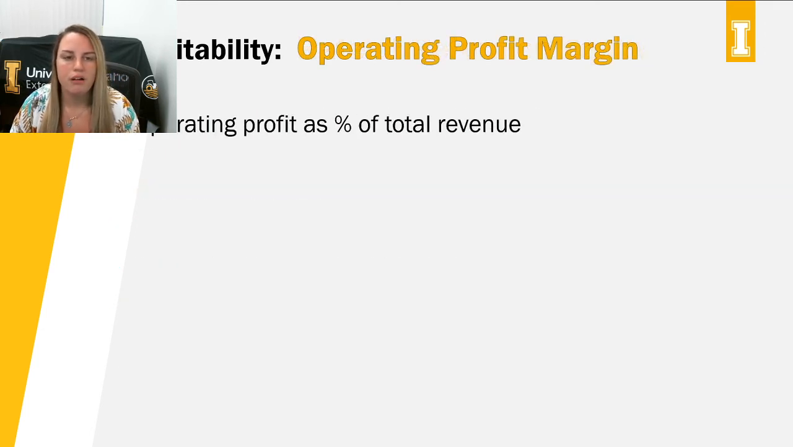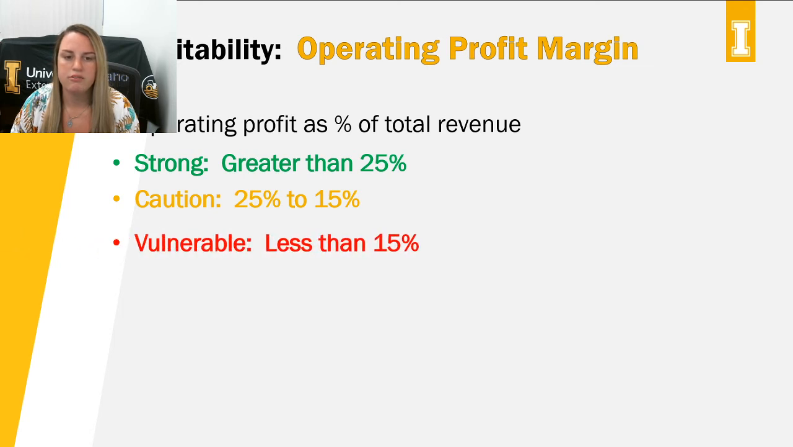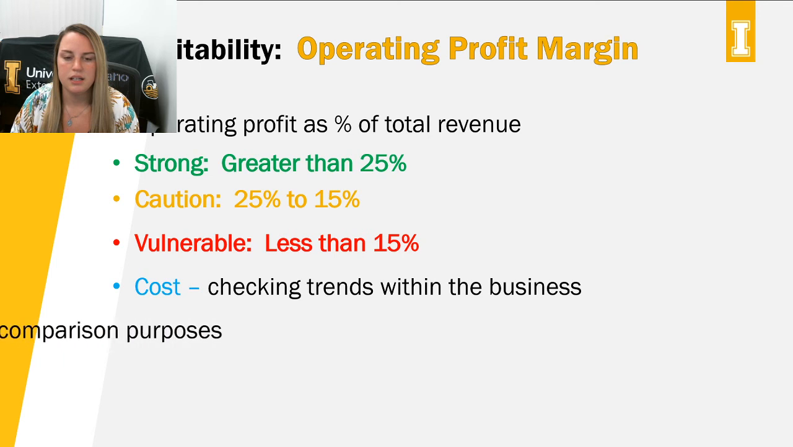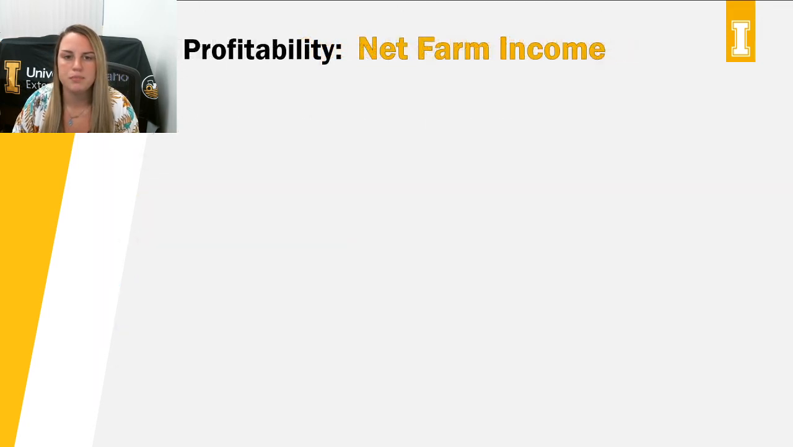Operating profit margin is operating profit as a percent of total revenue. Strong is greater than 25%, caution 25 to 15%, vulnerable less than 15%. Again, the cost and market. Higher values mean more profit per dollar of revenue. So per dollar of revenue, you are able to get more profit because of that operating profit margin.